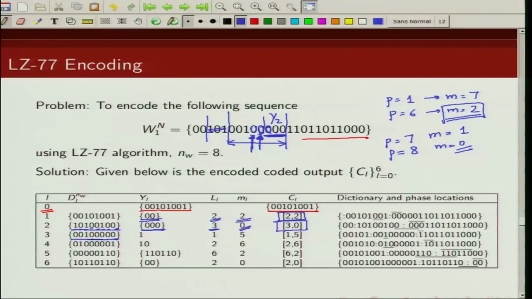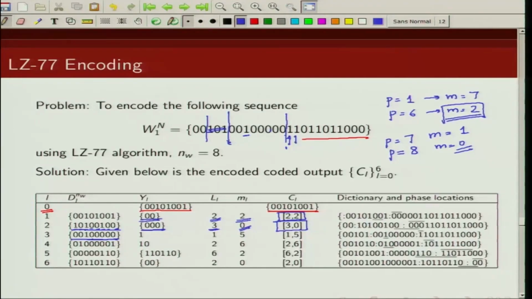Again we follow the same procedure. So we look at the first bit, 1. Is there a match of 1 here? Do you see a match of 1 in this dictionary? Yes, there is. That's this.